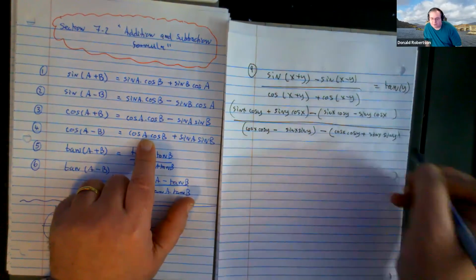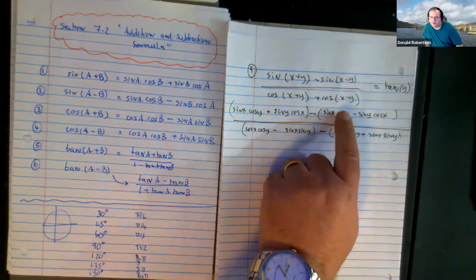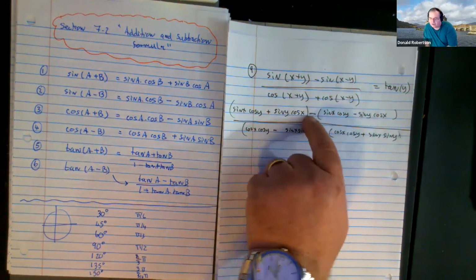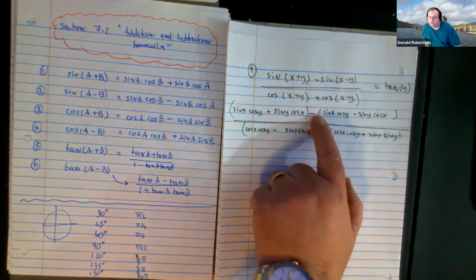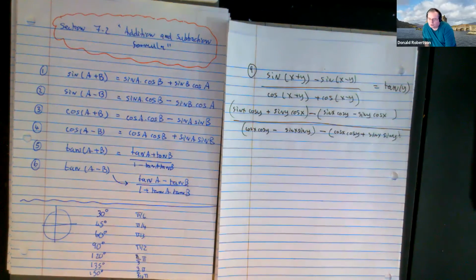Why am I sticking brackets around these two expressions? Why didn't I just write minus and write it all down? What's the significance of this inside brackets? Because I'm doing it for a good reason.